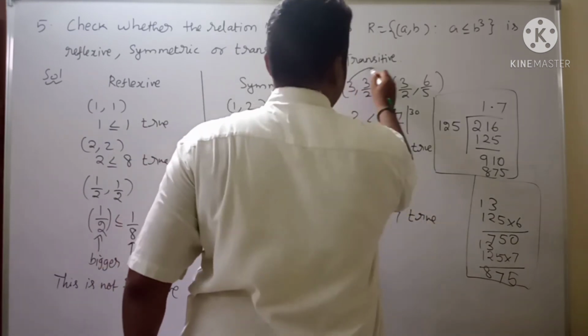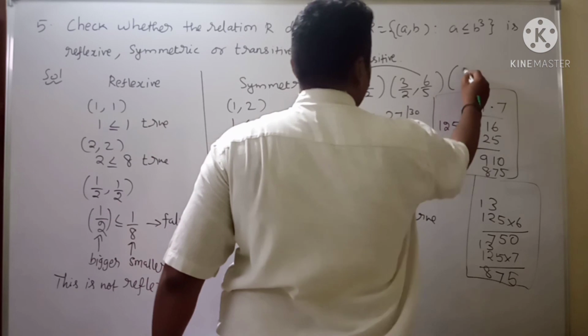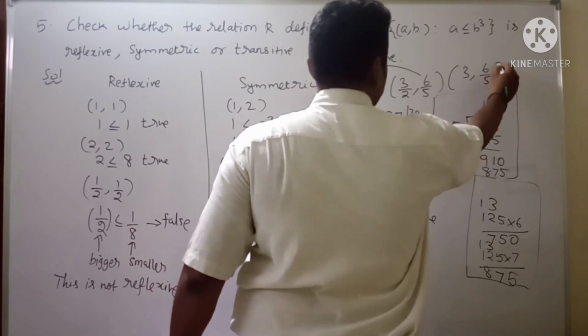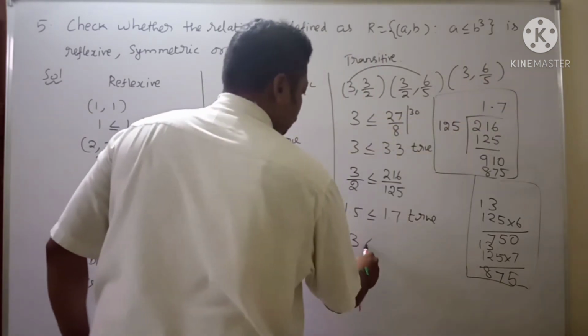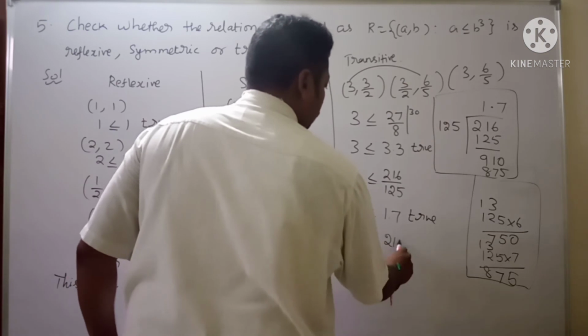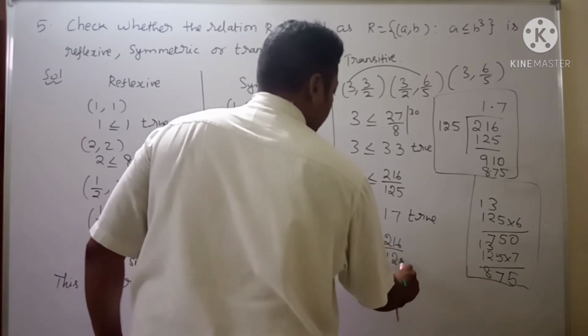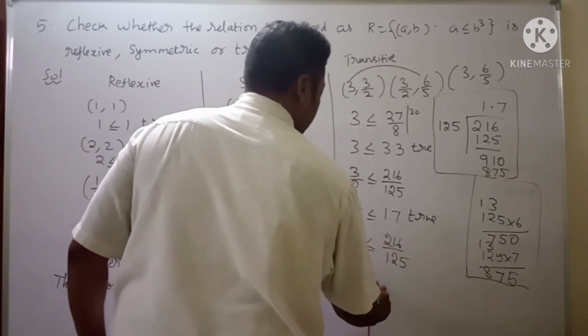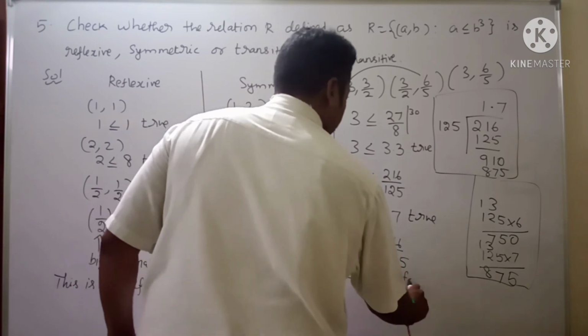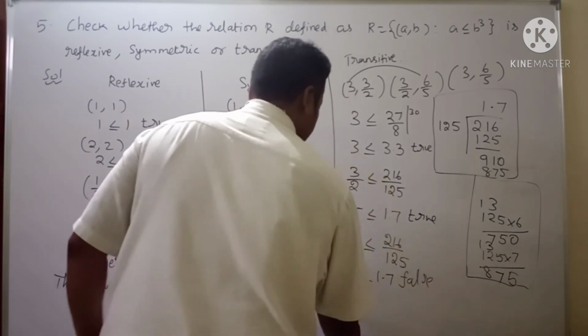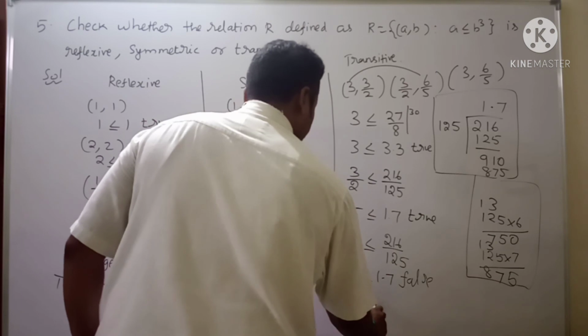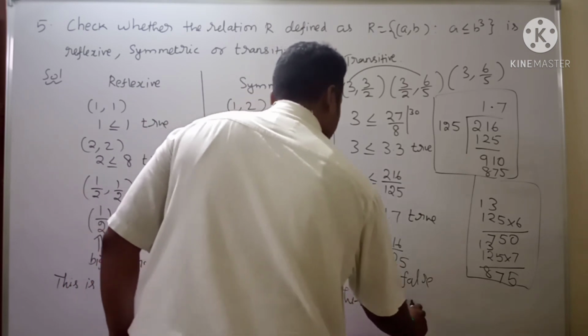Okay, so now let's check for (3, 6/5). So 3 ≤ 216/125. So 3 ≤ 1.7, which is false. So this is not transitive.